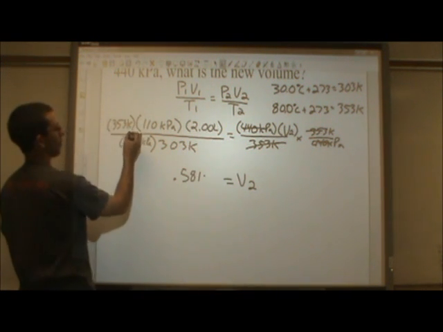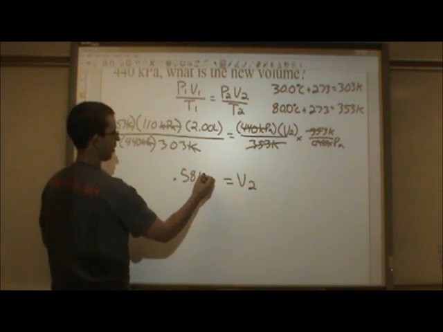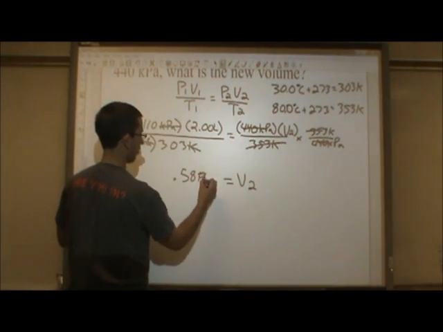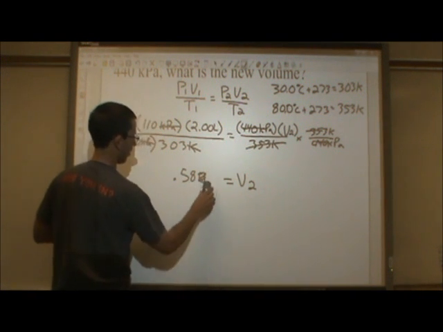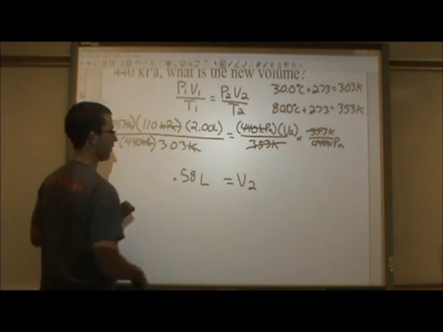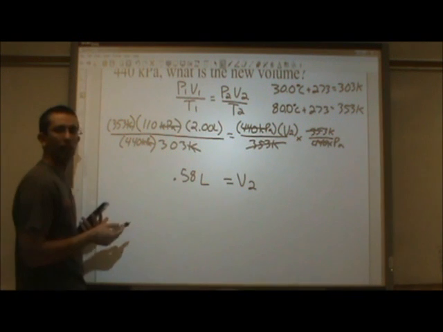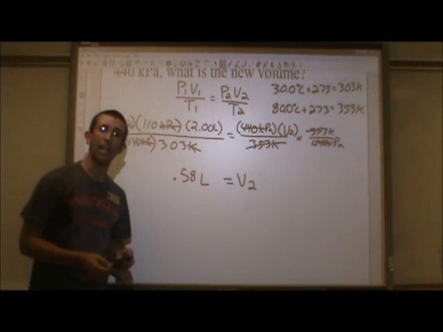And what do we have left? Well, Kelvin cancels out, kPa cancels out, and we are left with liters. Right, 0.58 liters. And there's our answer, and that's how you do the combined gas law.